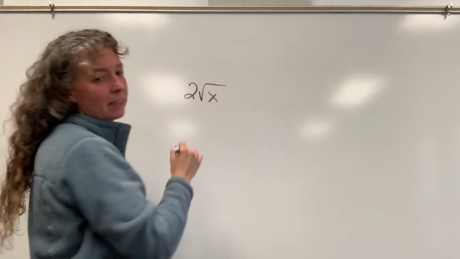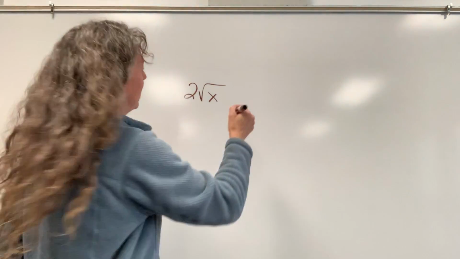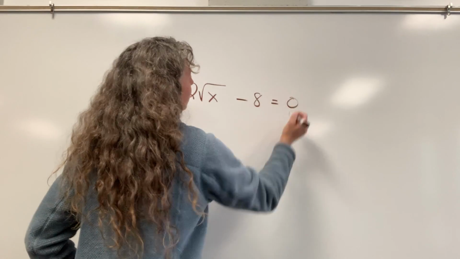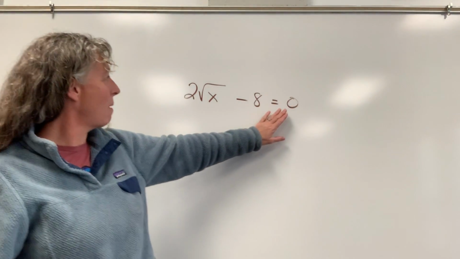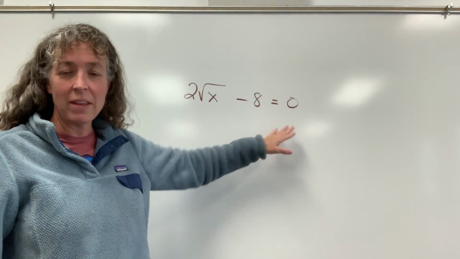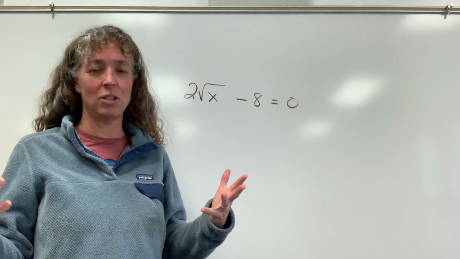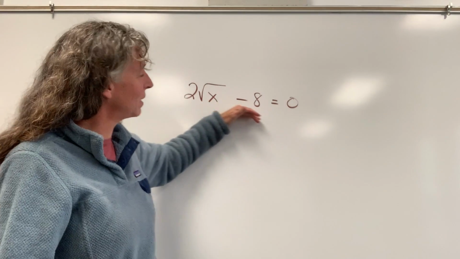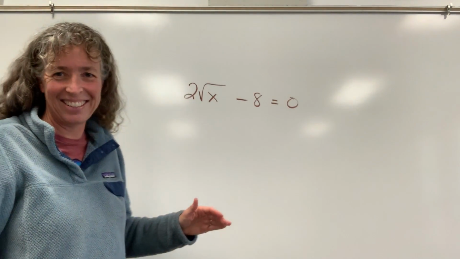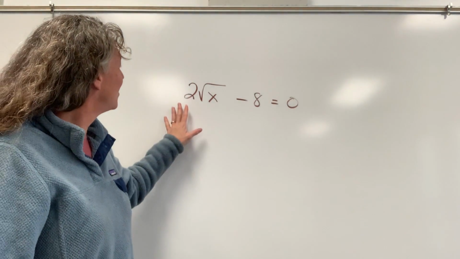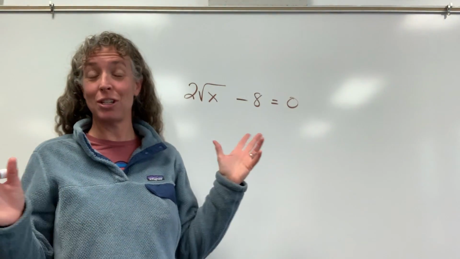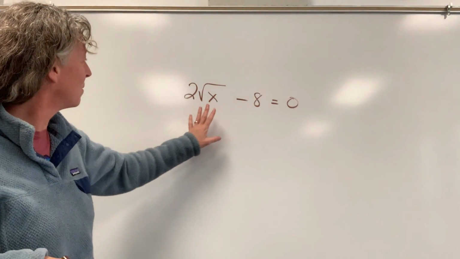2 root x minus 8 equals 0. Okay, so remember, when you have an equals 0, that means we're going to get a number when we're done. We're going to actually be solving. Okay, so we're going to get actual solutions of what x is in this case.